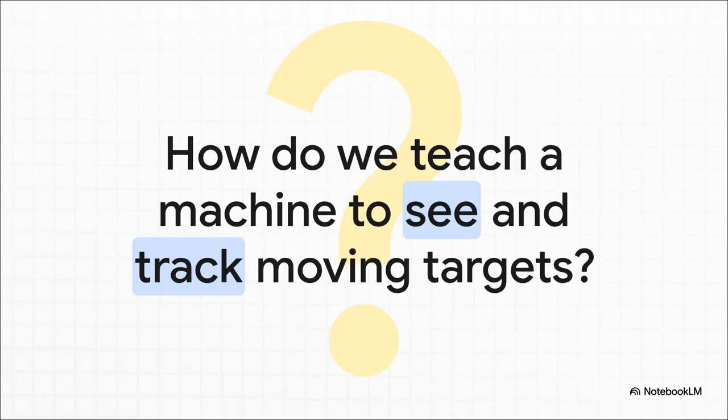So the big question is, how do you even begin to teach a machine to do that? To see, to remember, and to track hundreds of moving things all at the same time? Well, to get that answer, we've got to go back and look at how these tracking systems evolved, starting with a pretty simple idea, just predicting motion.